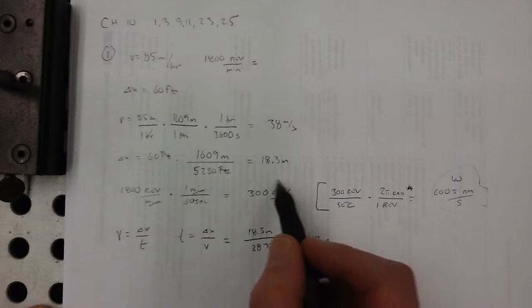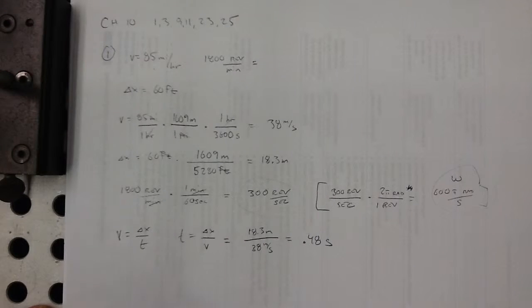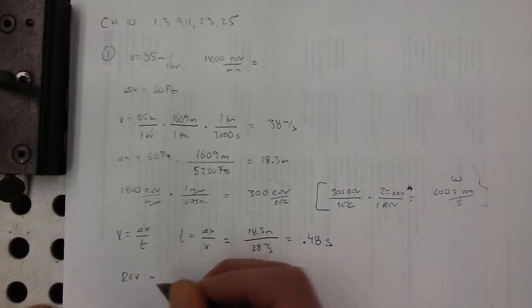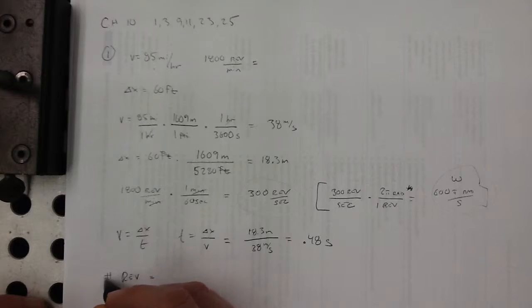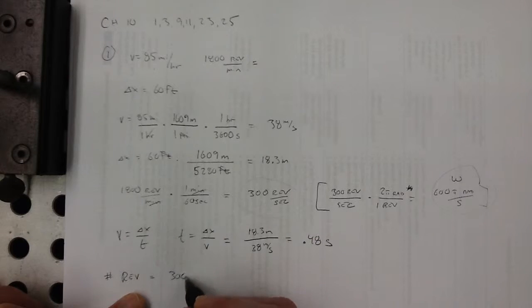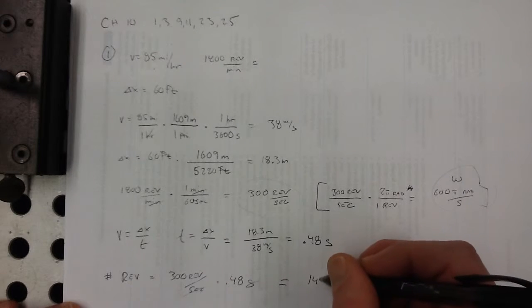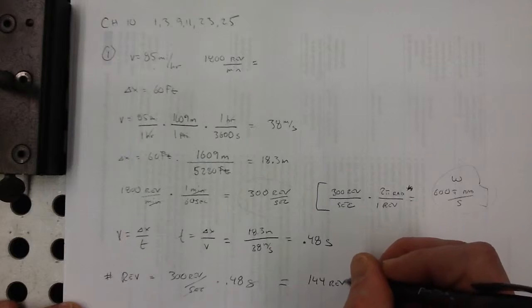And I'm going this many revolutions per second. So the number of revolutions is equal to 300 revolutions per second times how many seconds we're doing it for. Right? So that gives me 300 times 0.48, 144 revolutions.